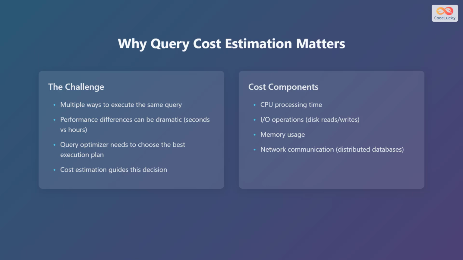Several elements contribute to the overall cost, including central processing unit processing time, input and output operations such as disk reads and writes, memory usage, and network communication, particularly in distributed databases.